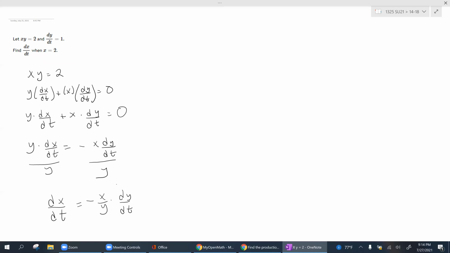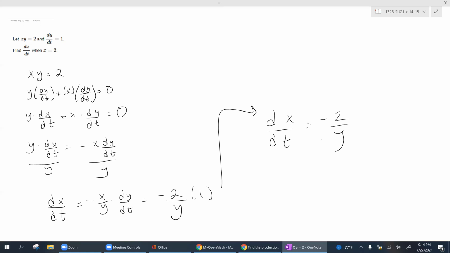At this point I have everything that I need to plug this in. Meaning dx over dt, at these specific values, x is equal to negative 2, y is not given, dy over dt is 1. Meaning dx over dt is equal to negative 2 over y. And that right there would be my final answer.